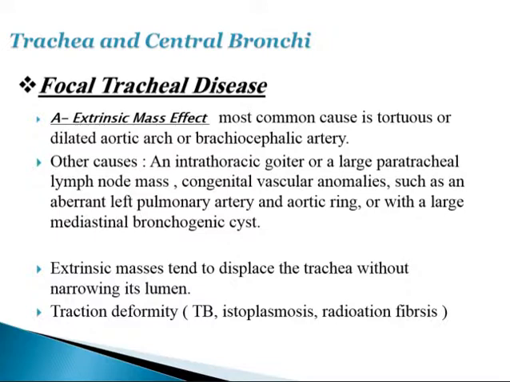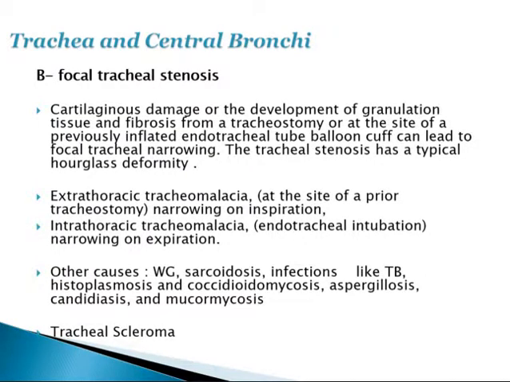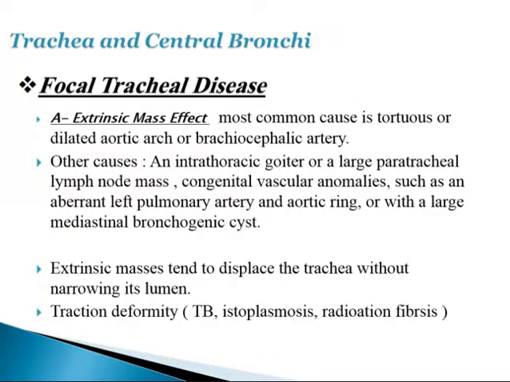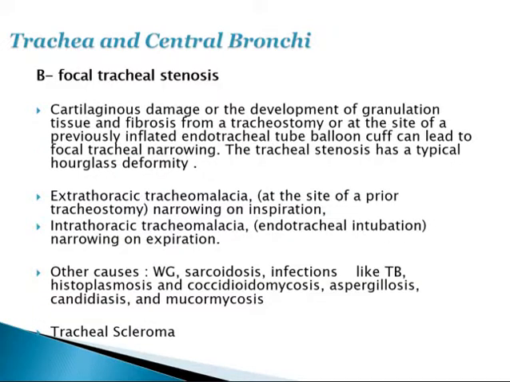Traction deformities such as TB, histoplasmosis, and radiation fibrosis may also affect the trachea, causing traction of it, because when there is a cicatrization process that affects the apices of the lungs asymmetrically, they tend to pull the trachea toward their sides. Now, we discussed the extrinsic mass effect. The next one is focal tracheal stenosis.